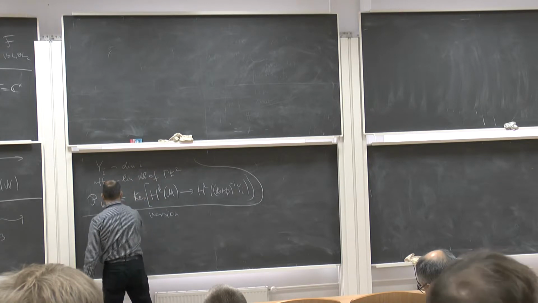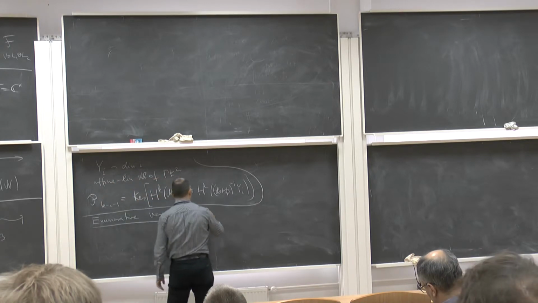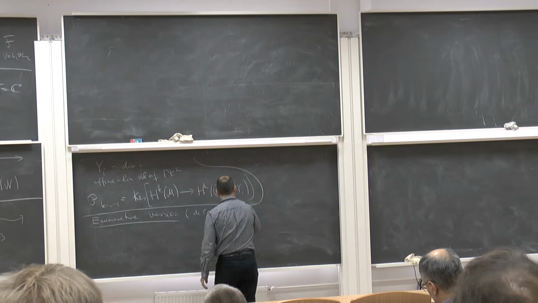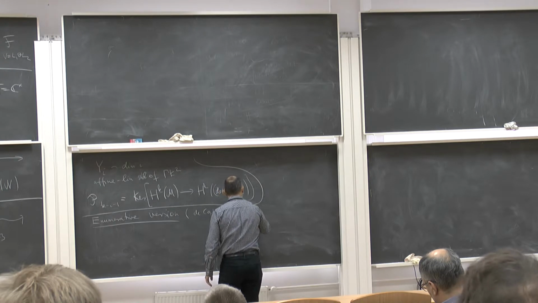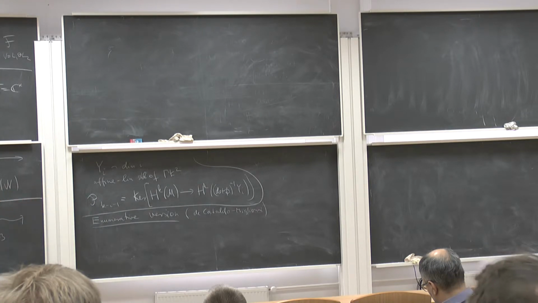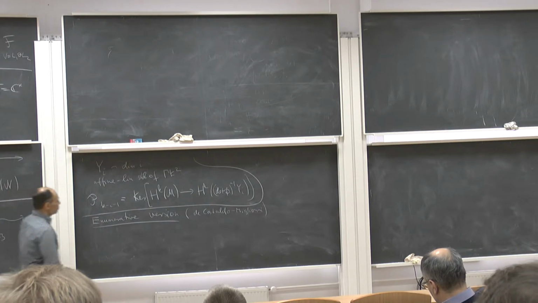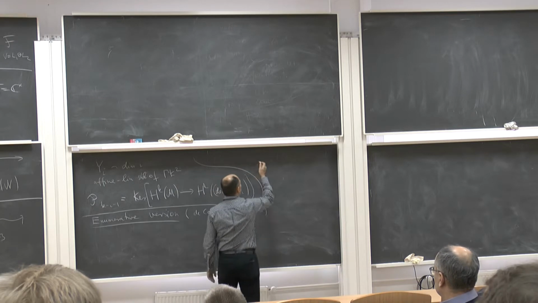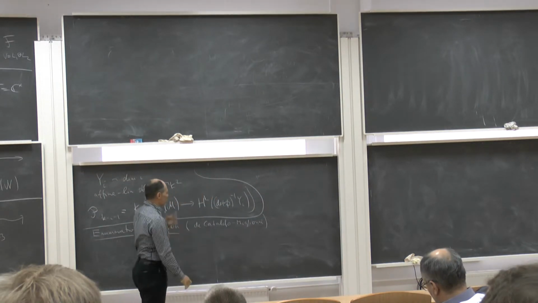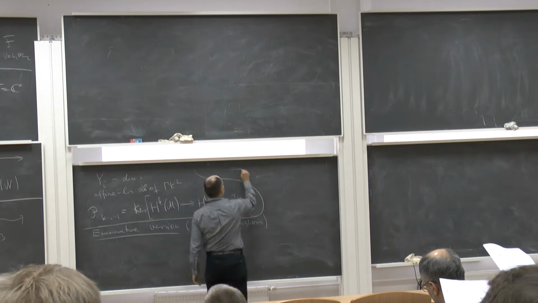And this is the following. It's based on results of Di Cataldo and Migliorini, and it goes as follows. So here, we will introduce an auxiliary space where we can do the enumeration, and that's the space Z.